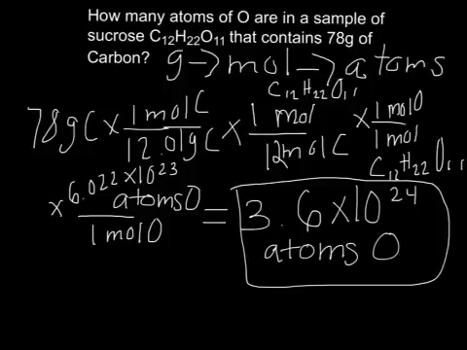And according to my calculations, I got 3.6 times 10 to the 24 atoms of O. The answer would be reduced to two significant figures because 78 is two significant figures, so that's why it is 3.6. So now you have your molar calculation of the atoms of O.